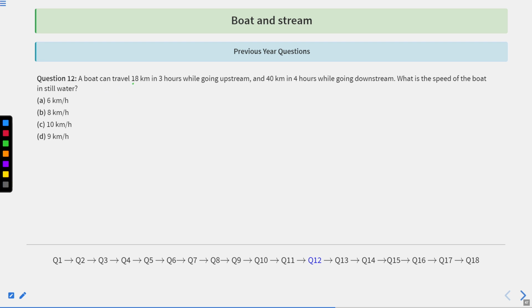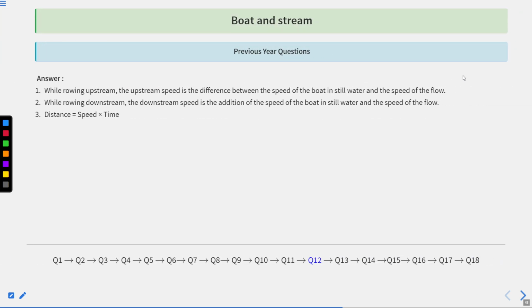A boat can travel 18 km in 3 hours while going upstream and 40 km in 4 hours while going downstream. What is the speed of the boat in still water? So let me just quickly highlight some points that will be helpful while solving the problem.